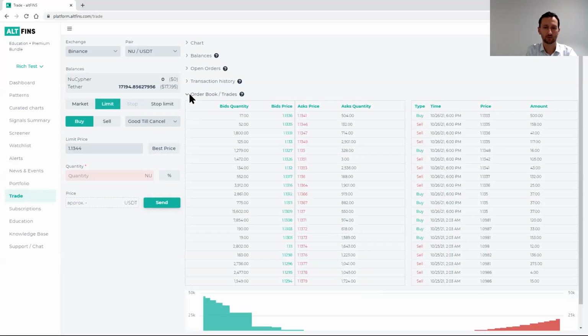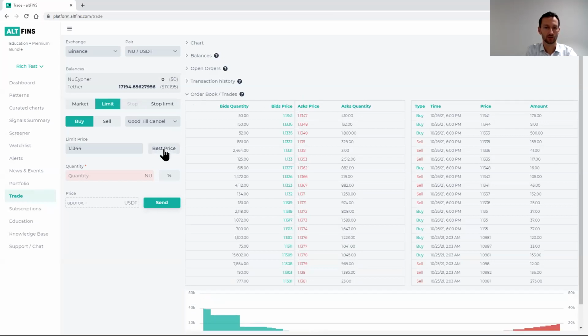Here's the order book. The order book looks fine. The bid-ask spread is tight, so there's decent volume, decent liquidity. That looks good. My best price right now that I could buy for is this. I'm happy with even a slightly higher price, and I want to buy about $1,000 worth. So at the price of $1.13, that's about 900 units.